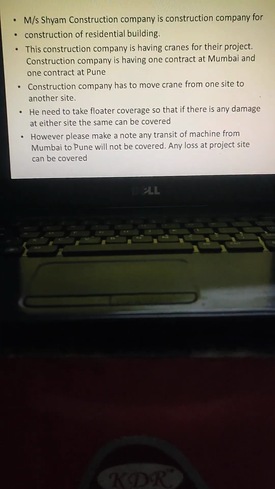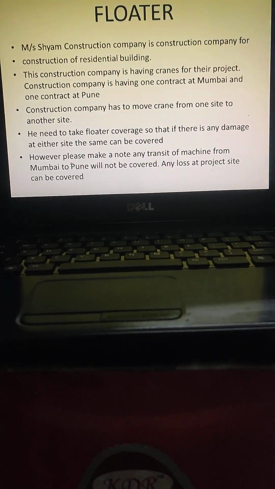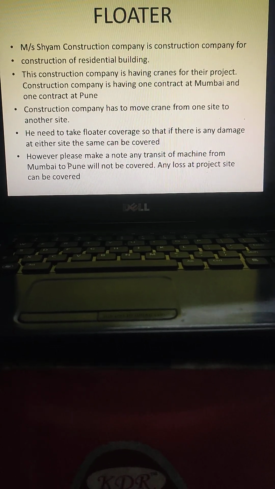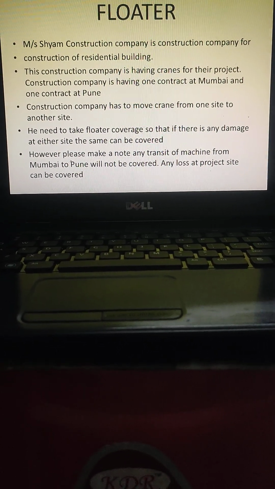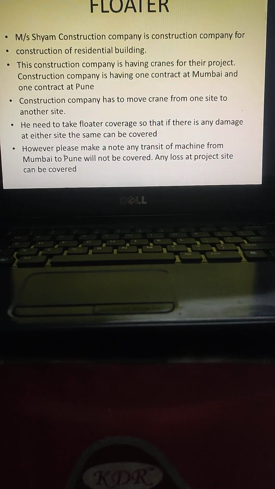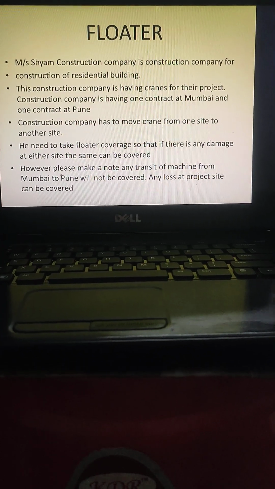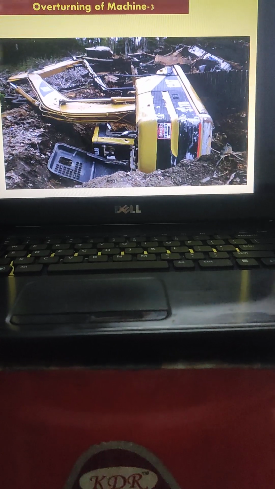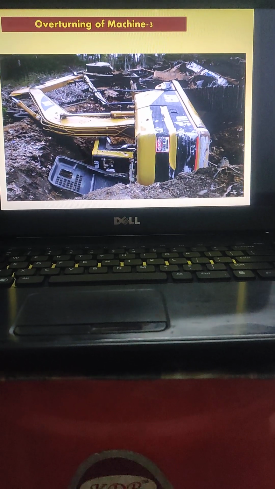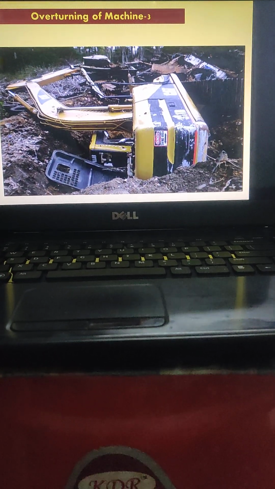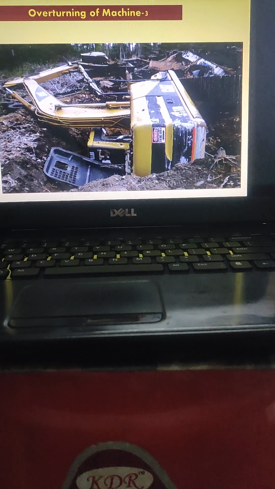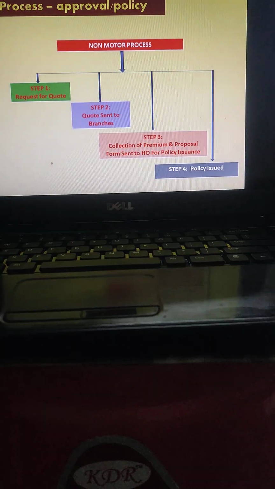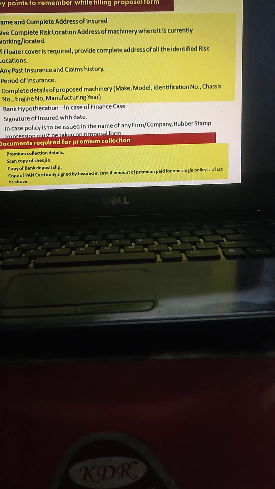because contractor may be having a number of locations for project sites and their machinery must be working on all the project sites. So if the floater cover is taken at any project site, the damage to machinery is there, that will be paid by the insurance company. This is the photo of the overturning of machine, which is automatically covered in CPM, but in motor insurance it is coverable on additional premium. So this is CPM policy.